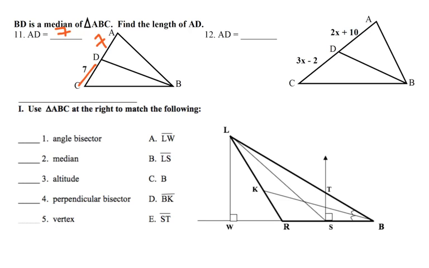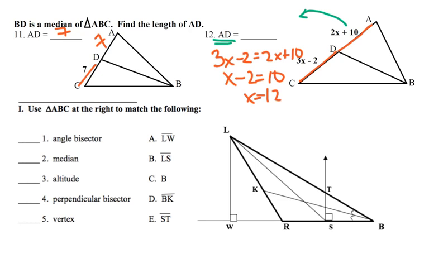Alright, we are to find AD. The first thing I need to do is find x. CD and AD are congruent to each other, so we set them equal: 3x minus 2 equals 2x plus 10. I subtract 2x from both sides and get x minus 2 equals 10. I add 2 to both sides, and I get 12. But it didn't ask me for x, it asked me for AD. So I substitute back in: 2 times 12 plus 10, which is 24 plus 10, which is 34.